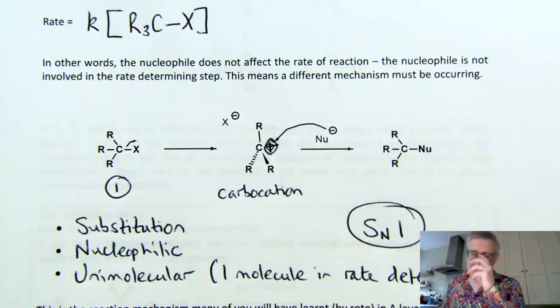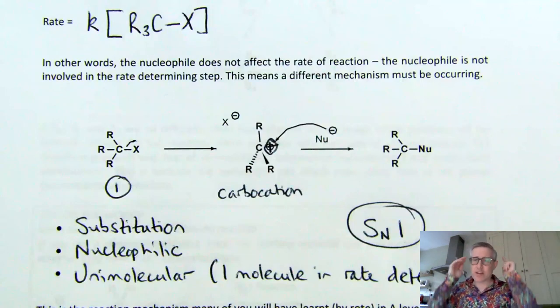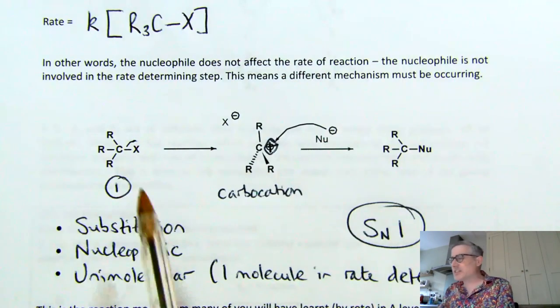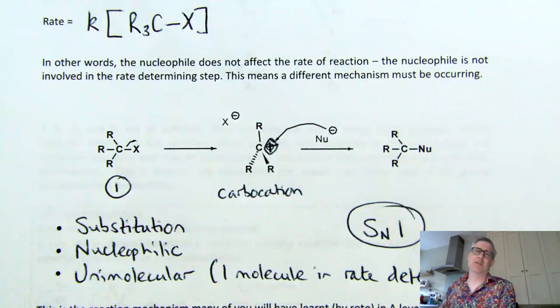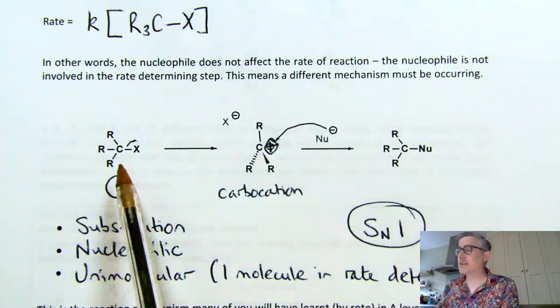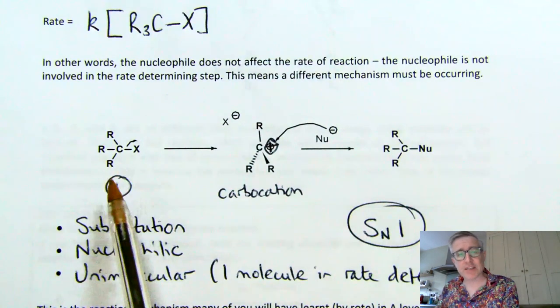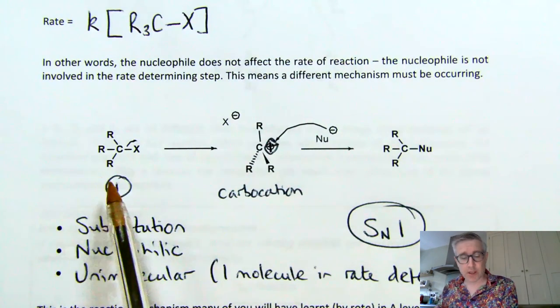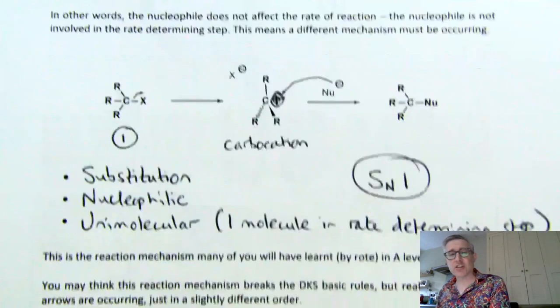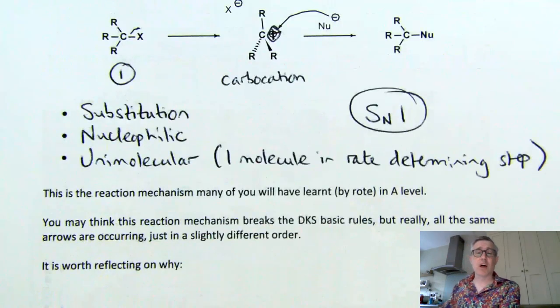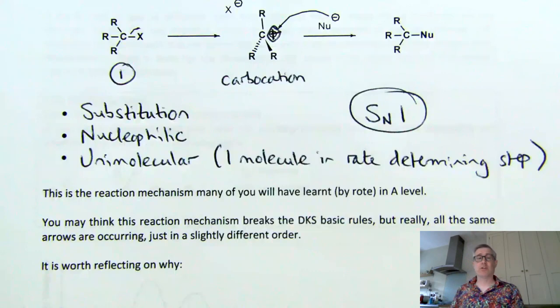I guarantee that in an exam, some of you will get confused and you will think, oh, this is a two-step process, so it's SN2. No, that's not what the number means. The number 1 means how many molecules are in the rate determining step. One molecule. And this is actually the reaction mechanism that some of you will have learned by rote in A-level. You'll have been told this is how nucleophilic substitutions work.